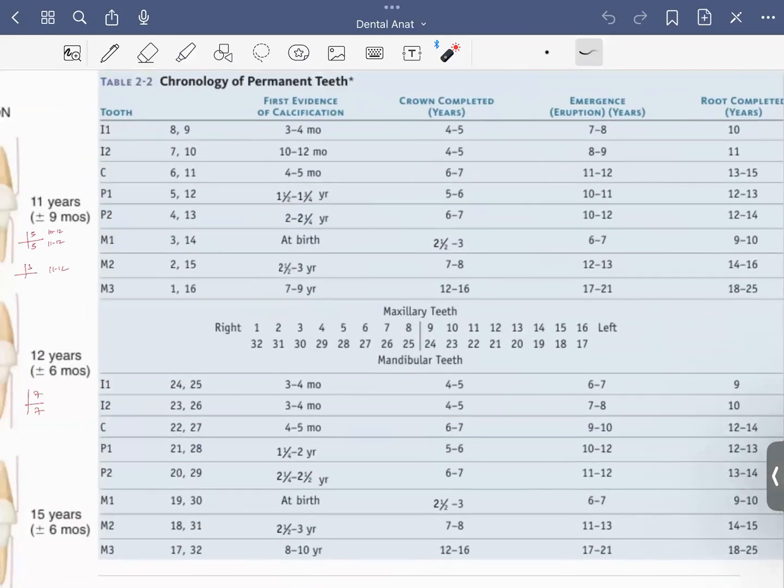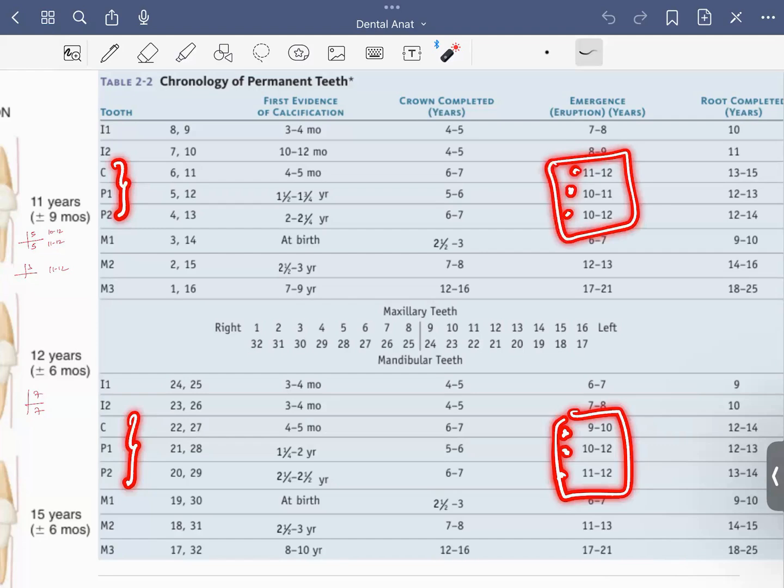Age of eruption for canine, first premolar and second premolar: that is 11 to 12 for the maxillary canine and 9 to 10 for the mandibular canine. If you remember, mandibular canine erupted along with the first premolars. Okay, so first premolars 10 to 11 for maxilla, 10 to 12 for mandible, and the last one are second premolars, that is 10 to 12 for the maxillary premolar, 11 to 12 for the mandibular second premolar. So any of these 6 age groups can be asked in the exam, what is the age of eruption for this, and you'll have to answer.